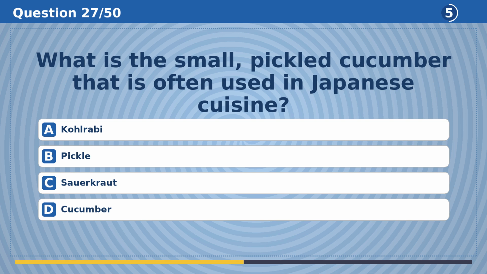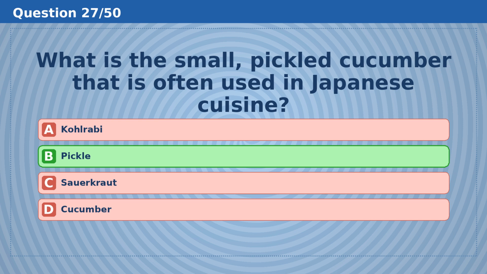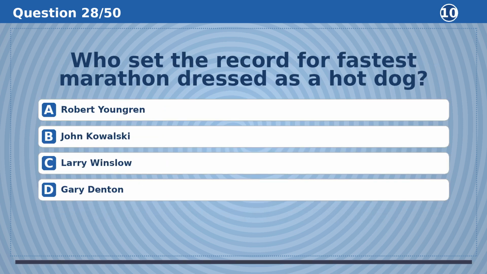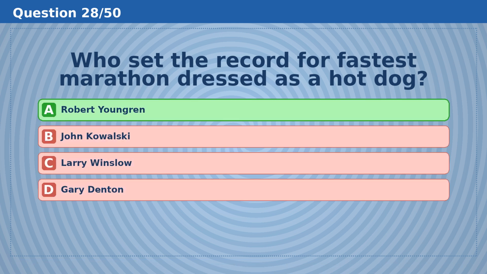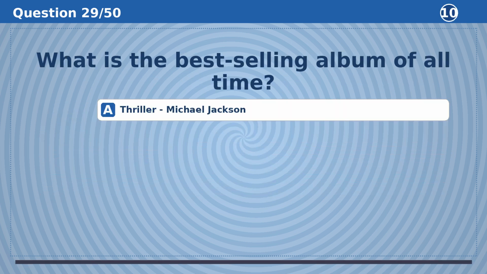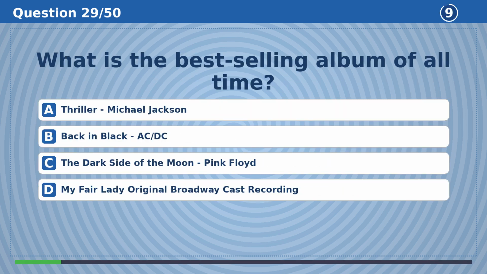What is the small, pickled cucumber that is often used in Japanese cuisine? The answer is B, pickle. Who set the record for fastest marathon dressed as a hot dog? The answer is A, Robert Youngren.